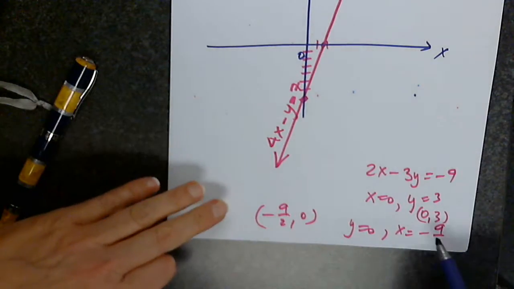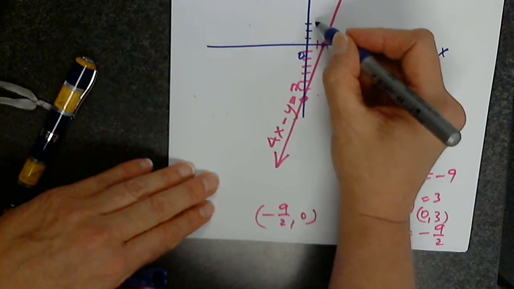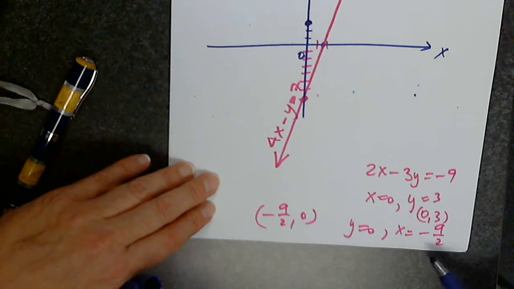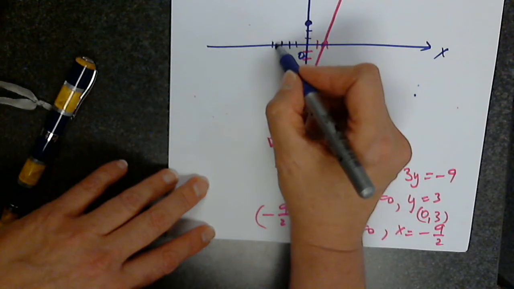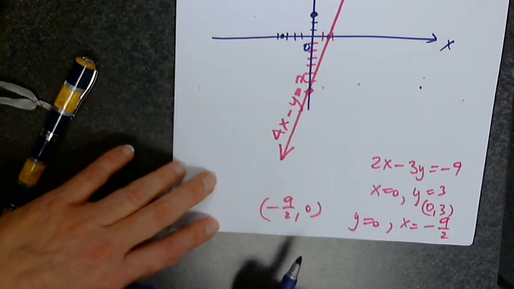So then 0, 3 is this. And -9/2, which is -4.5, I meant to say.